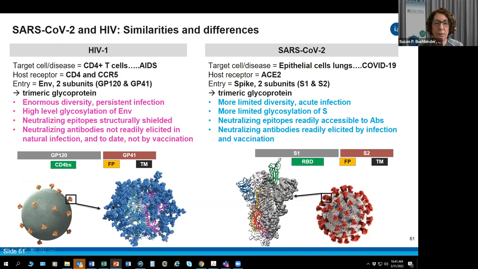There's also a high level of glycosylation. HIV is sugar-coated on the outside, which structurally shields the neutralizing envelopes. As opposed to that, there's more limited glycosylation of the spike protein, and neutralizing epitopes are readily accessible to antibodies on the SARS-CoV-2 virus. And neutralizing antibodies are not readily elicited in natural infection, and to date not by vaccination, for HIV, whereas they are readily elicited by infection and vaccination against SARS-CoV-2.